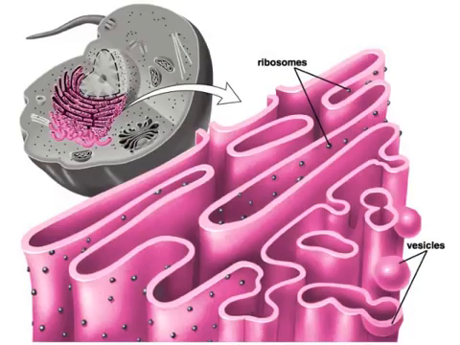So we can see the same thing here. This is the rough ER. We can see these dots are the ribosomes. You can imagine that they're going to make proteins. The proteins are going to go inside the rough ER, get folded and modified, and then eventually the rough ER will pinch off into a vesicle to send the protein on its way.